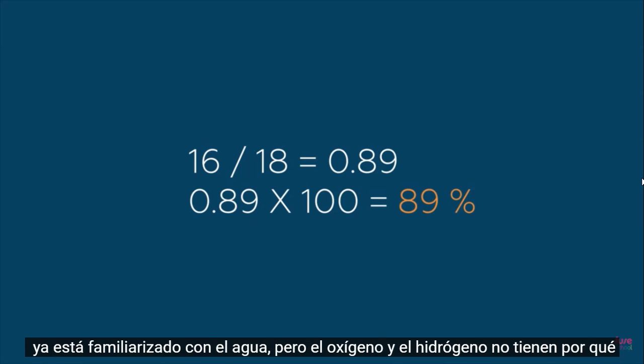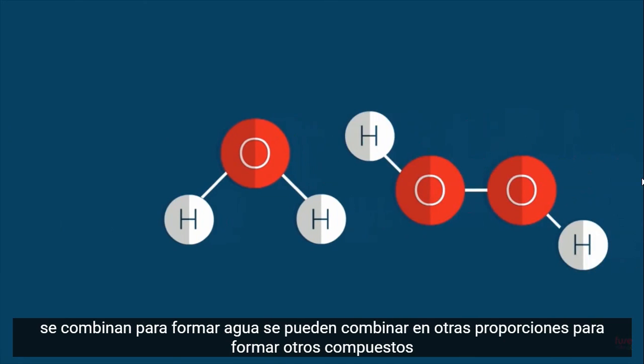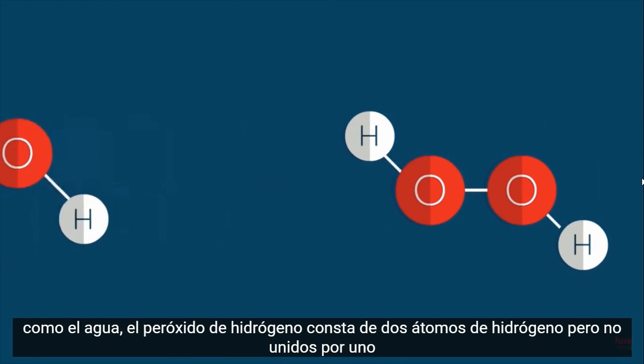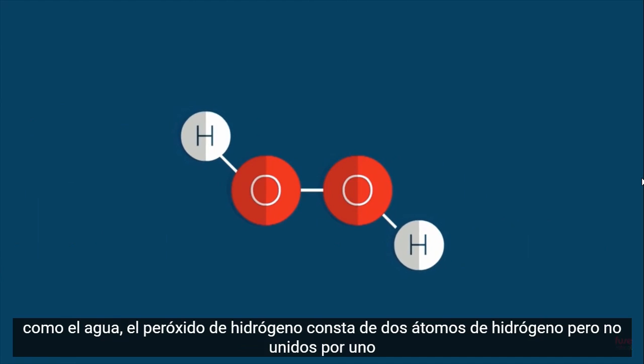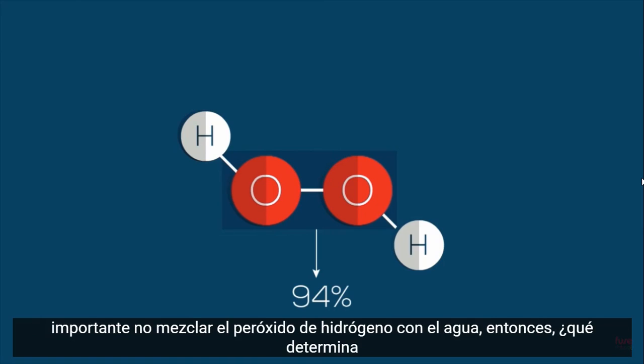89%. You're already familiar with H2O, but oxygen and hydrogen do not have to combine to form water. They can combine in other ratios to form other compounds. Like water, hydrogen peroxide consists of 2 hydrogen atoms, but joined not by 1, but 2 oxygen atoms. Oxygen now contributes 94% of the mass. It is important not to get hydrogen peroxide mixed up with water.